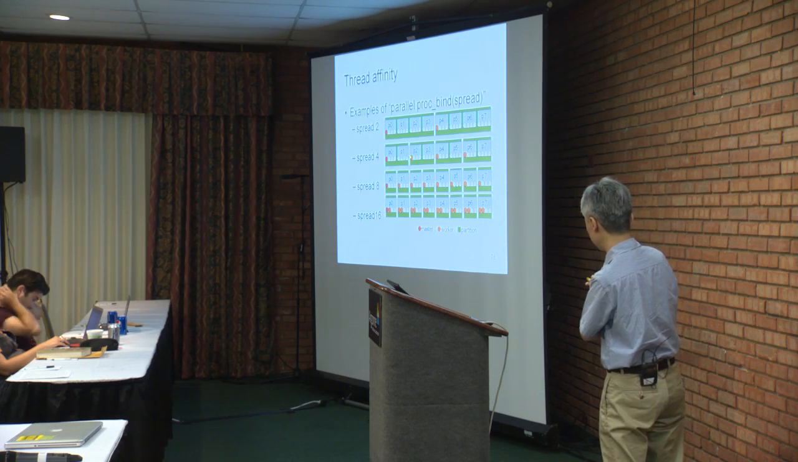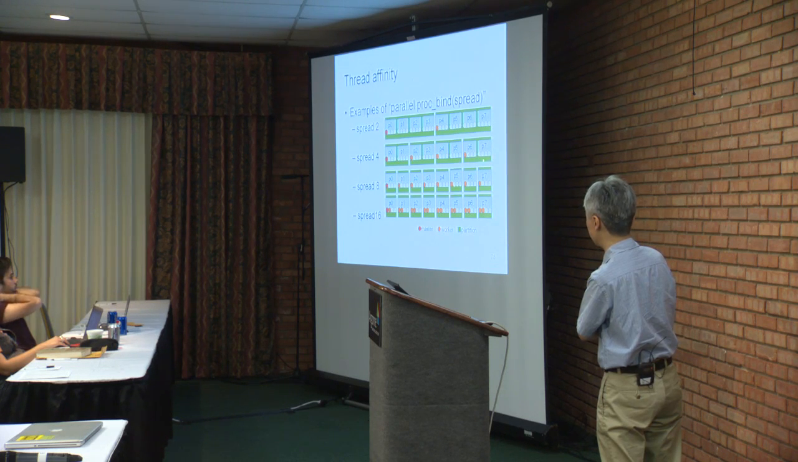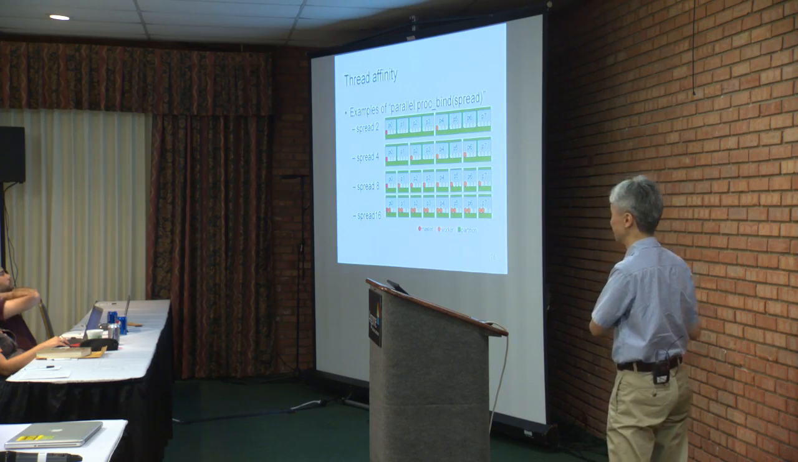So there's another way of looking at it. If I spread 4, I have 4 partitions. I have spread into 4 sub-partitions. Okay, this is how it's done. So you can achieve different thread affinity with the different policies. Again, of course, it also depends on your application, right?